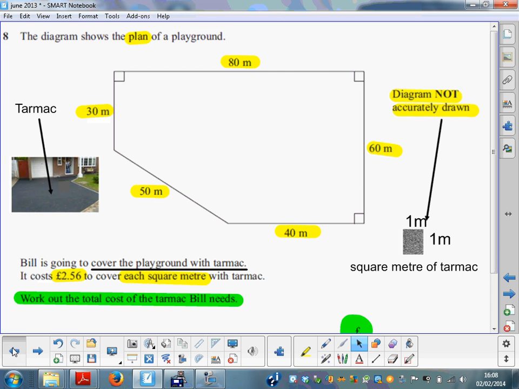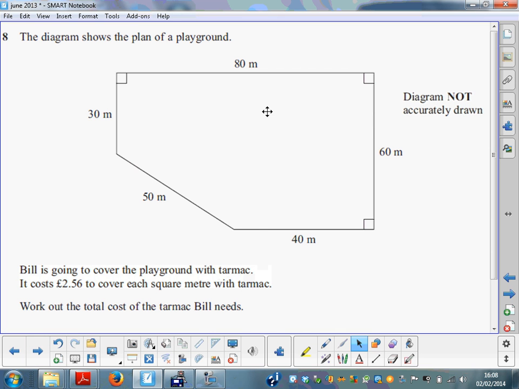Right, so the idea is basically to find the area of complex shapes. The best way to do it is to split the shape in either 2 or 3 parts. In this case, I'm just going to do 3 parts. And that's because it's quite easy. I'll have a rectangle, another rectangle, and a triangle, and figure out the total area.